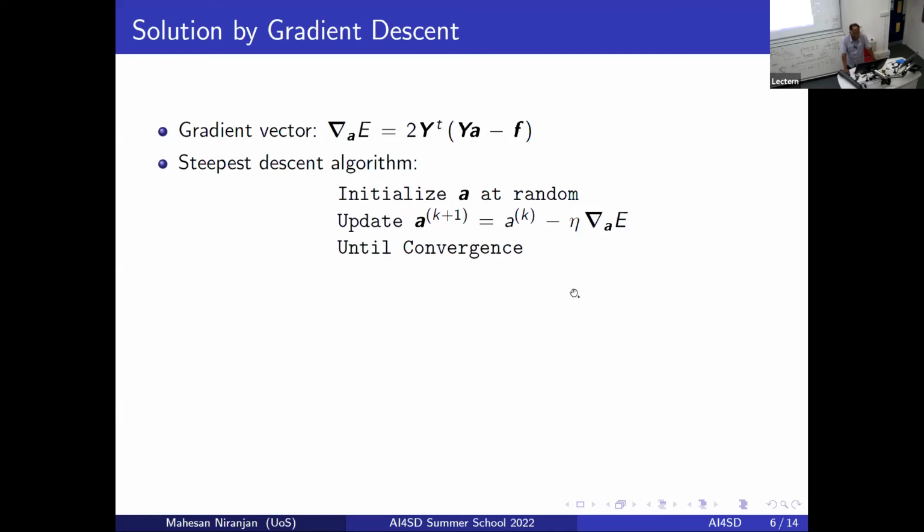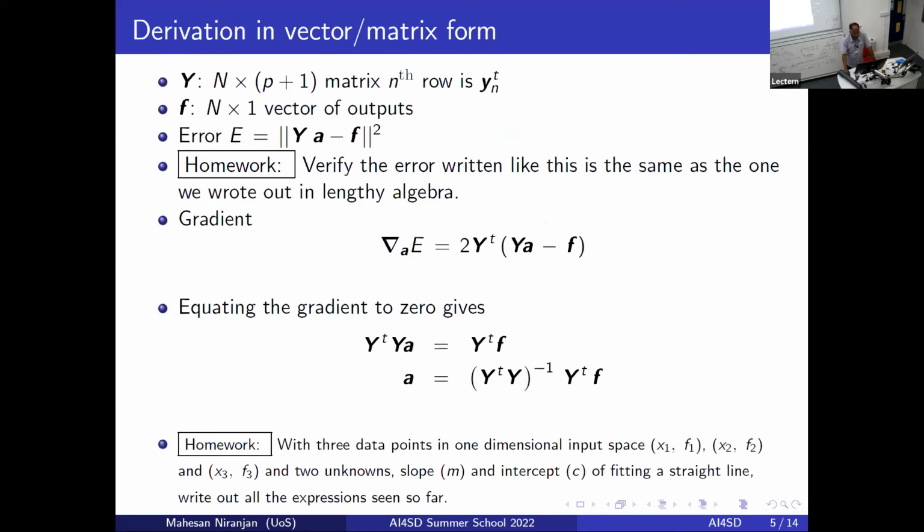Okay, so what if A gets stuck in a local minimum? That's a good question. The question is, what if A gets stuck in a local minimum? In this problem that we are looking at, which is linear regression, the error function that we are dealing with is quadratic. That's an important point. So we have Y times A minus F. The largest power to which the unknown is raised is 2.